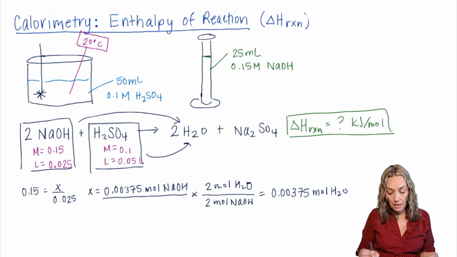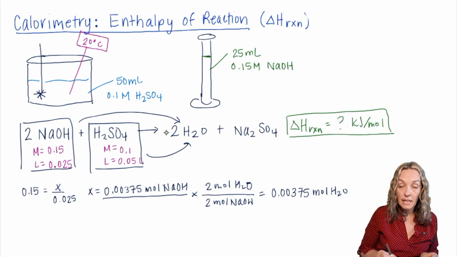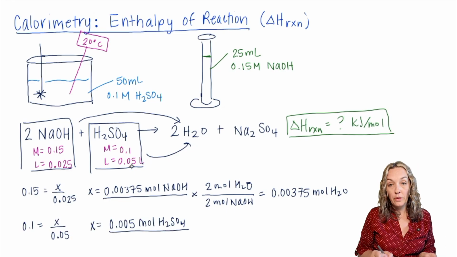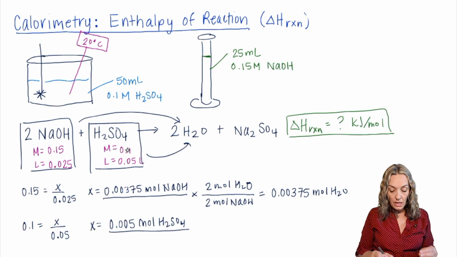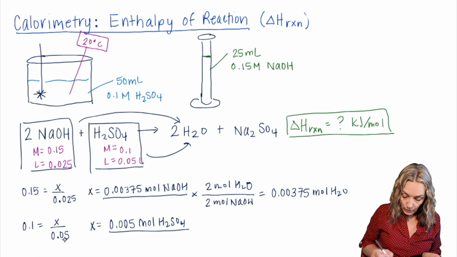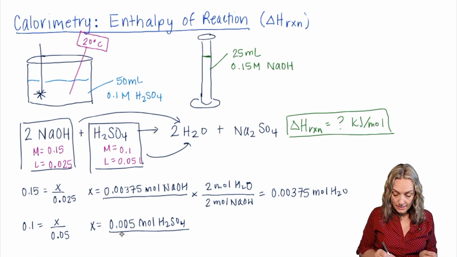I'm now going to do a second problem and see how much of the water I can make if I use all of the H2SO4. Once again, I know the molarity and I know the liters of the H2SO4. If I know molarity and liters, I can find moles using the equation molarity equals moles over liters. When I do that, I find that I started with 0.005 moles of H2SO4.